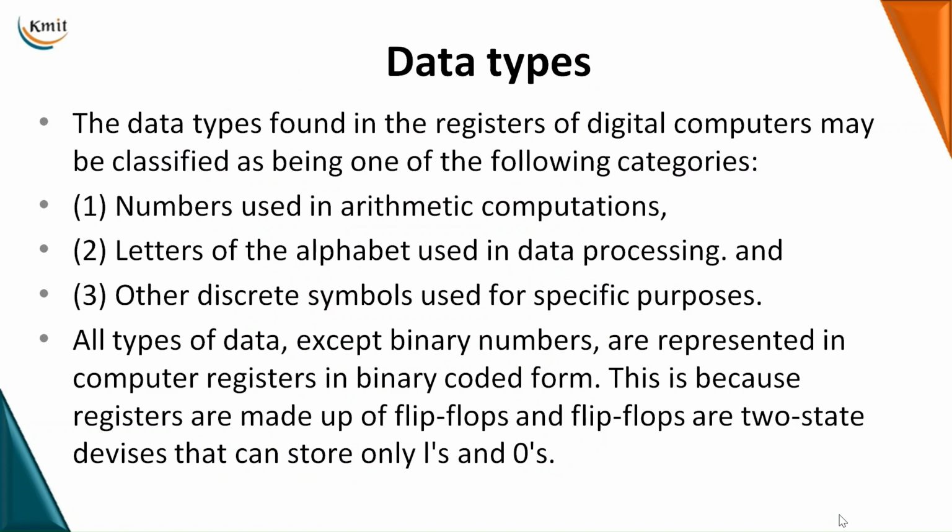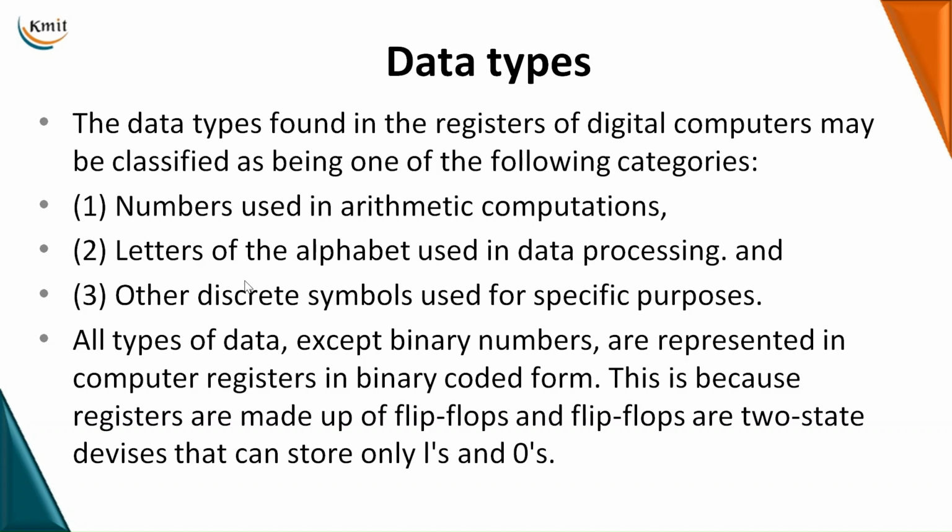of data. One type is the numbers that you use to perform your arithmetic computations. Some data can be in the form of letters of an alphabet, which you use for data processing. Then there are symbols, some specific symbols which are used for specific purposes. So there are different types of data that you can find in your registers.